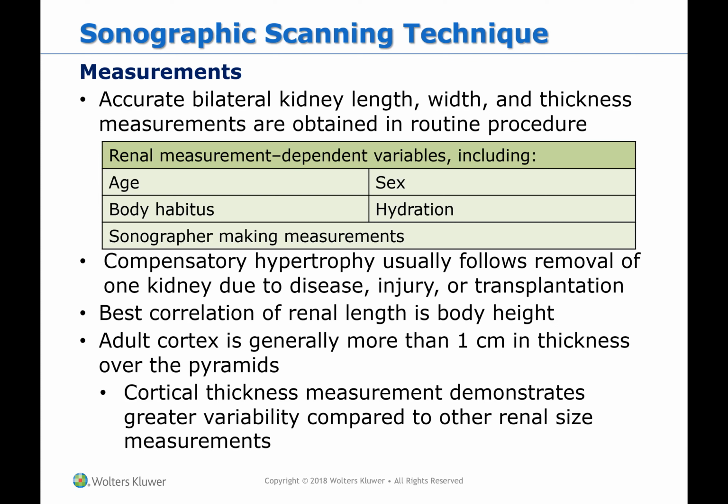Best correlation of renal length is body height, actually. And the adult cortex is generally more than 1 centimeter in thickness over the pyramids. And I want you to know that. And you guys remember what the cortex is, that hypoechoic outer area.